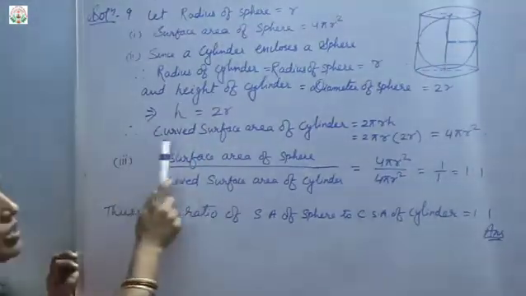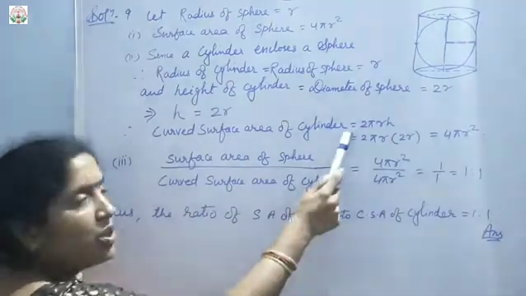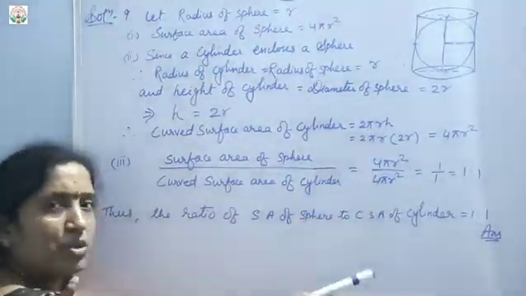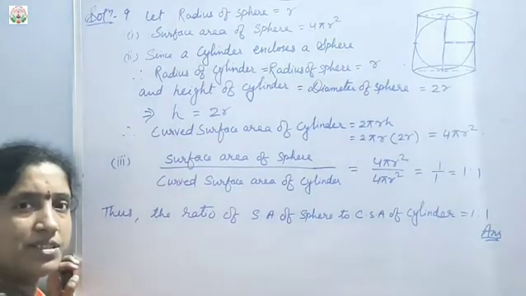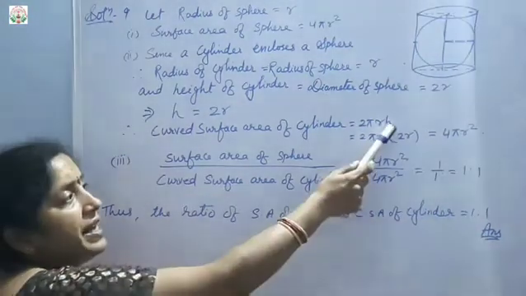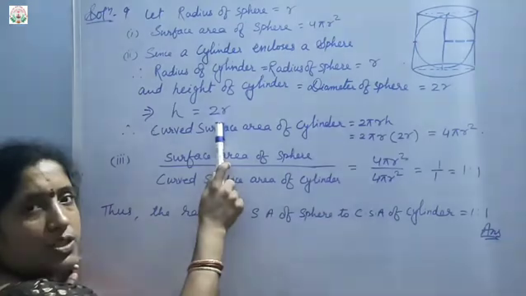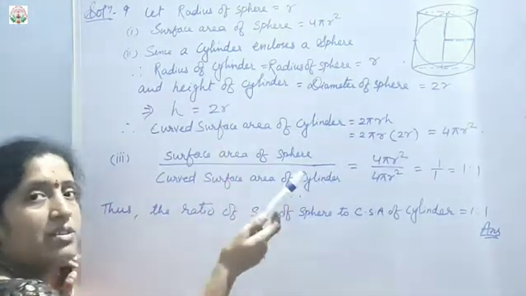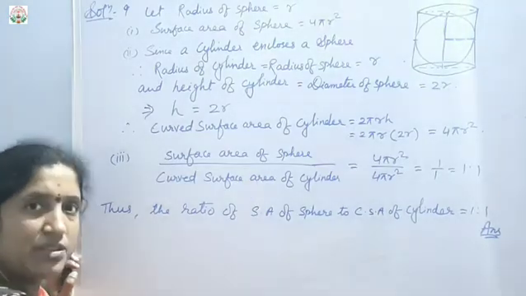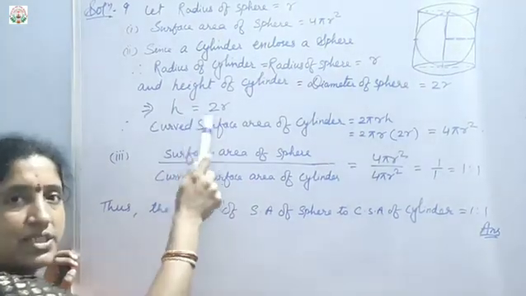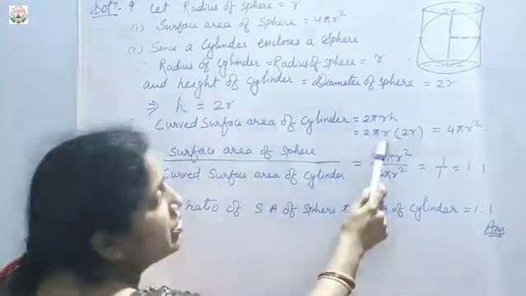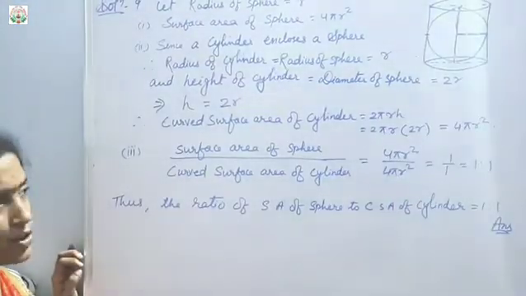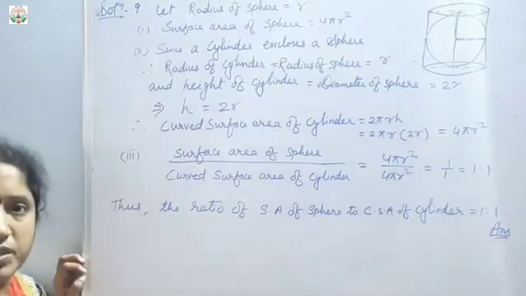Now, the curved surface area of the cylinder, the formula we know is 2 pi rh. Here r will remain r, because we have assumed the radius as r only, and h we got as 2r, that is twice the radius, or you can say the diameter. The height of the cylinder is equal to the diameter, that is 2r. On multiplication, what will we get? 4 pi r square.